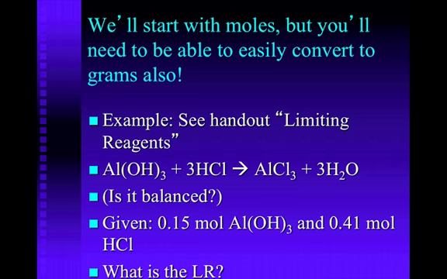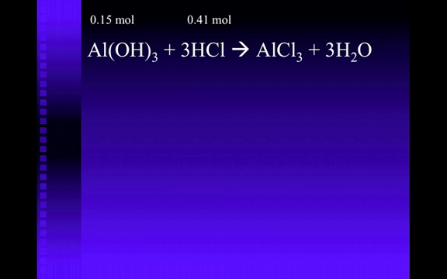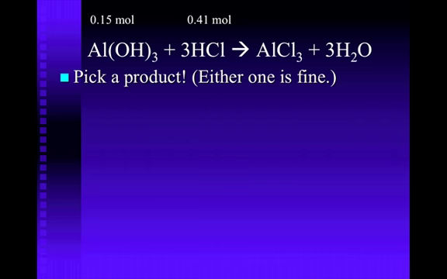First, we need to know what is the limiting reactant. So one method of doing this is to start by writing the givens up above the given chemical and pick a product. You can pick either one you want. You'll ultimately end up with the same answers regardless of which product you pick.